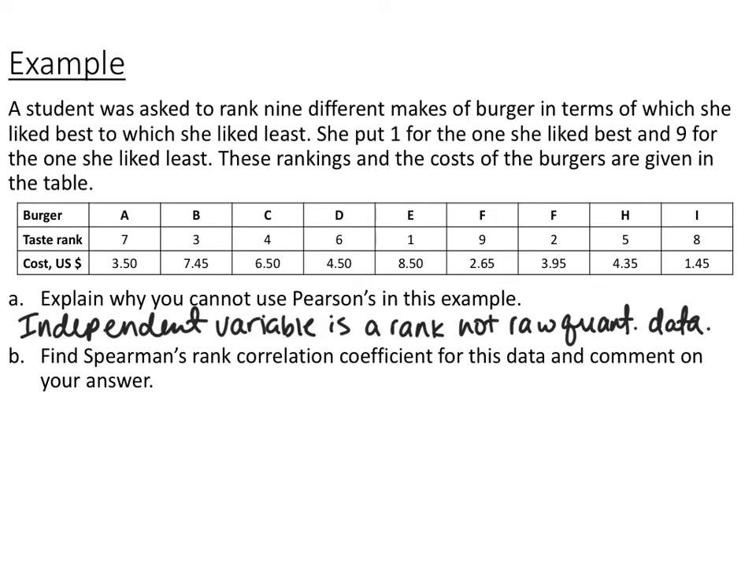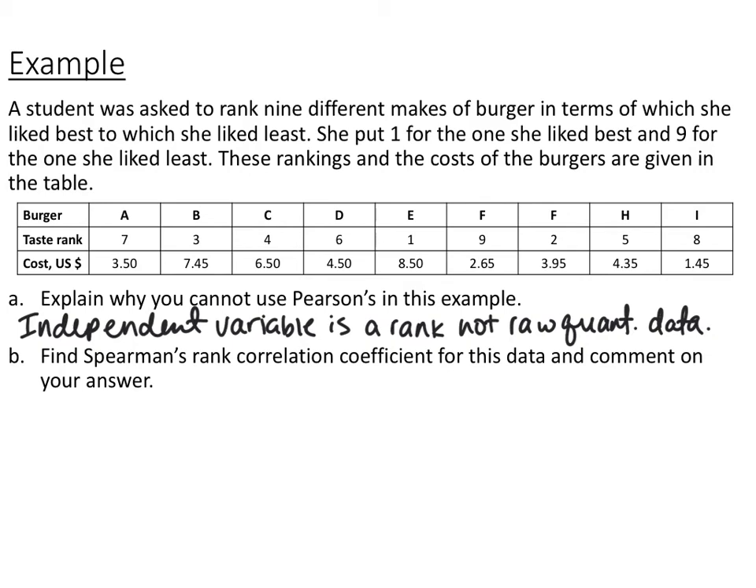So for this one, the reason that we have to use Spearman's rank correlation coefficient and we can't use Pearson's product moment correlation coefficient is because the independent variable is already a rank. It's not raw quantitative data, it's already a rank, so it's not necessarily going to be modeled by a linear regression. So now that we've decided why we have to use Spearman's rank correlation coefficient, go ahead and pause the video and actually calculate Spearman's rank correlation coefficient and comment on your answer.